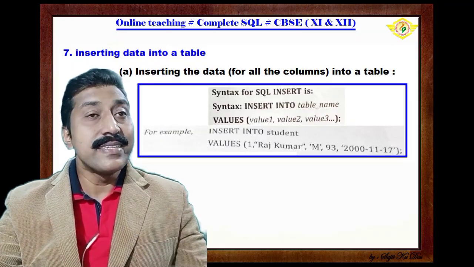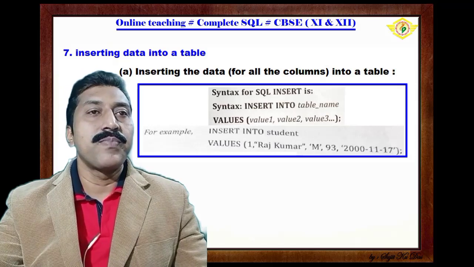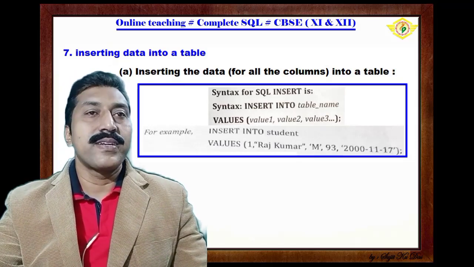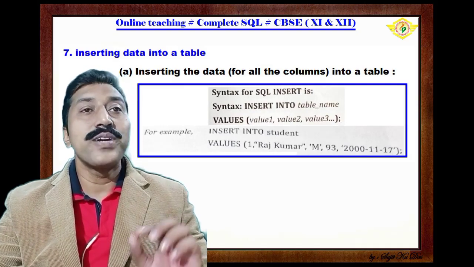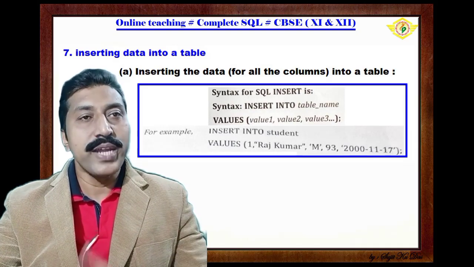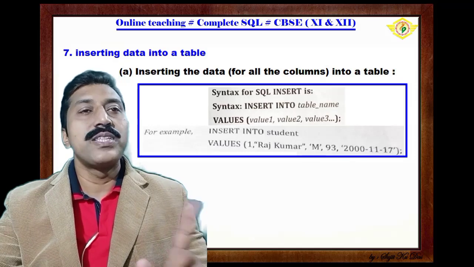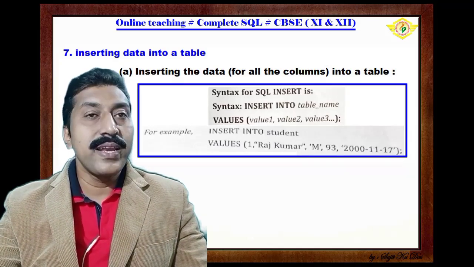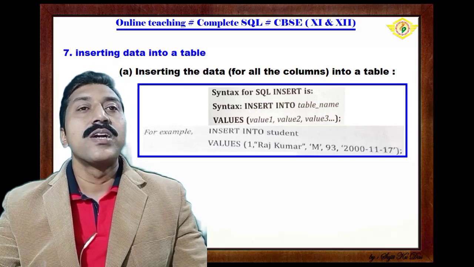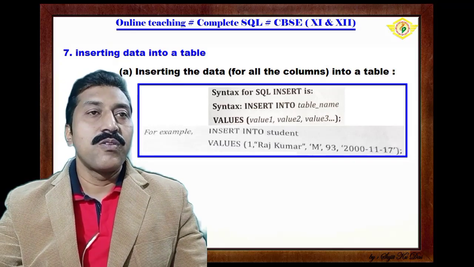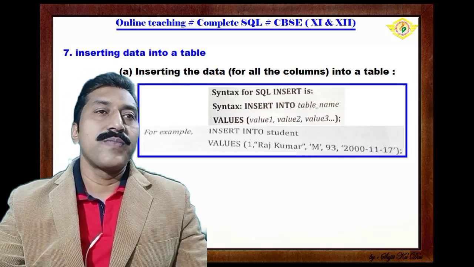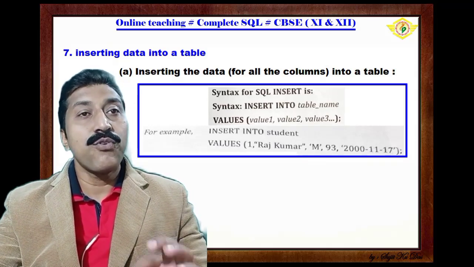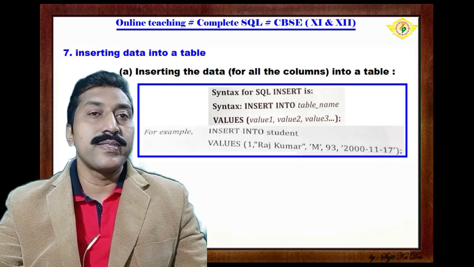That means INSERT INTO, then the table name, then write VALUES, after that value 1, value 2, value 3, like that. For example, I am showing you INSERT INTO student VALUES, within brackets write 1, comma, Rajkumar, comma, male M, comma, 93, comma, date. Close the bracket, semicolon. In this way we can enter. So this is for inserting the data for all the columns into a table.